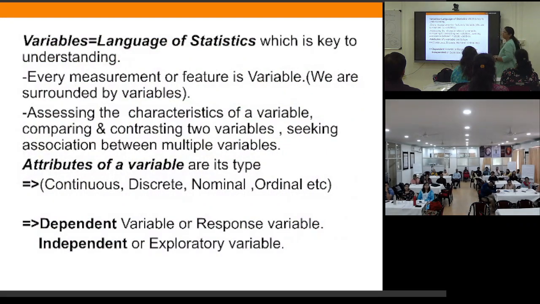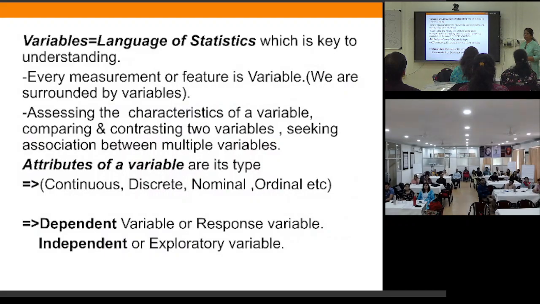Other things are variables. This is the language of statistics, which is key to understanding every measurement variable. We are surrounded by variables. The number of attendees today is different from yesterday. So this is a variable. We assess the characteristics of a variable, compare and contrast two variables, and seek association between multiple variables. This is basically what we do when we make tables or do interpretations. The attributes of a variable are its types, like continuous, which I said, discrete, and also nominal and ordinal. Then, as Hetal ma'am said yesterday, you should identify which is the dependent variable and which is the independent variable.